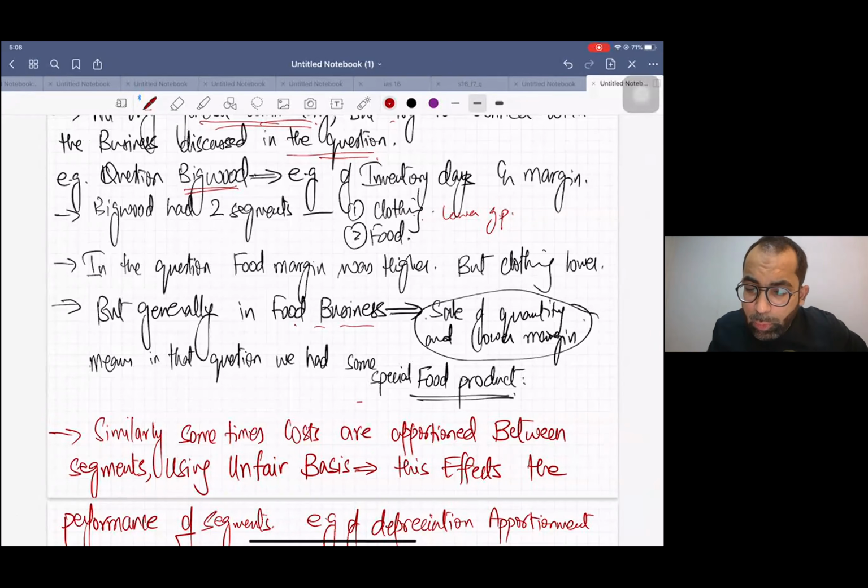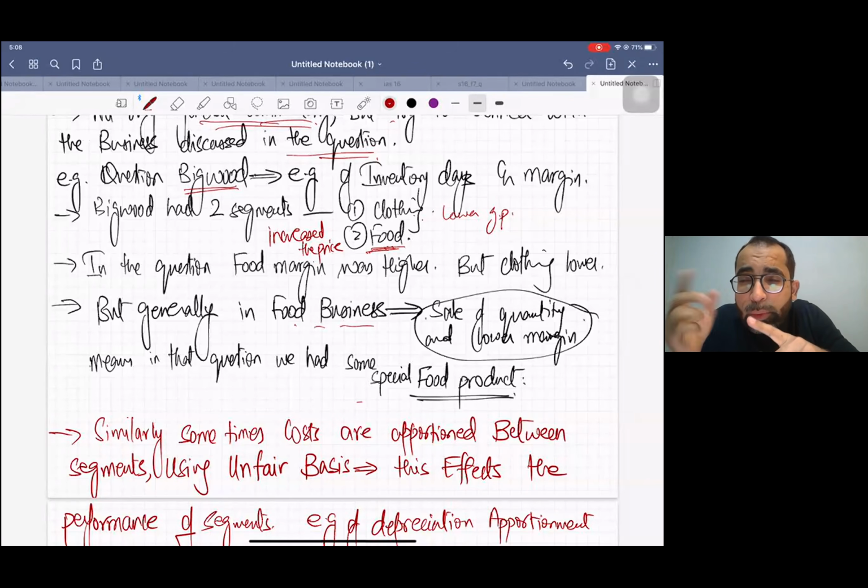So in this question, in the big word question, it was written that they increase the prices of food. Why did they increase the prices of food? In order to get higher margins.